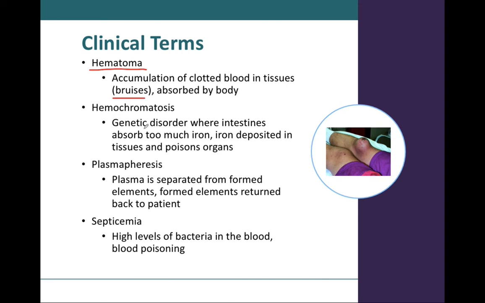Hemochromatosis is a specialized genetic condition where we're absorbing too much iron from the diet, and that is eventually going to cause a lot of other issues throughout the body. Plasmapheresis is a procedure where we take plasma, separate it from the blood cells, and then we return the plasma back to the patient. And then, once the plasma is separated from the cells in the blood, we put the cells back into the body. Septicemia, also known as sepsis or blood poisoning, refers to an infection of the blood.